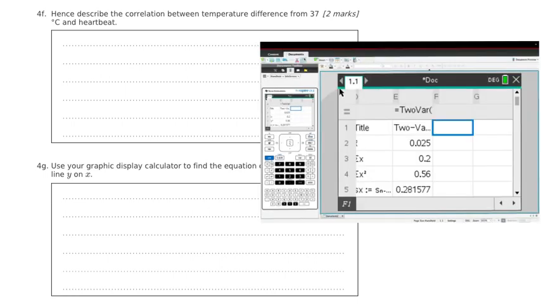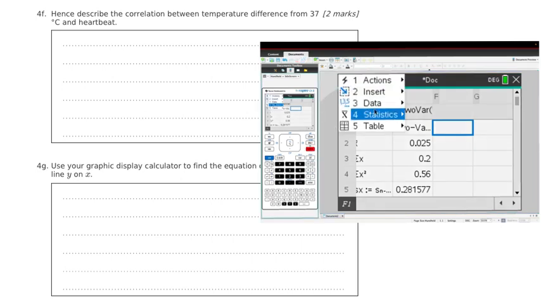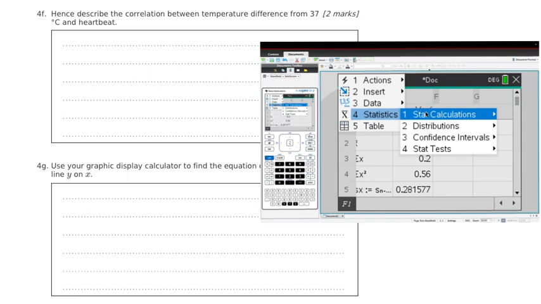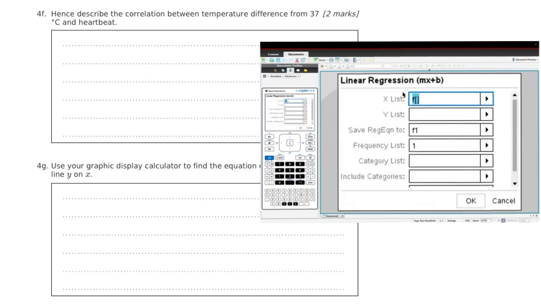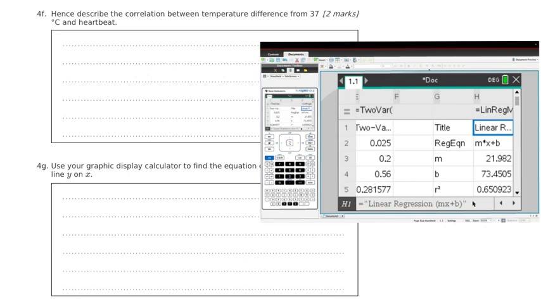For 4F, we're going to use exactly the same information that we've already got in our spreadsheet to find the regression line equation. So go to menu, go to statistics, statistical calculations, linear regression line, mx plus b. Again, our X list is X, our Y list is Y. Everything else can stay the same. And there is our information.